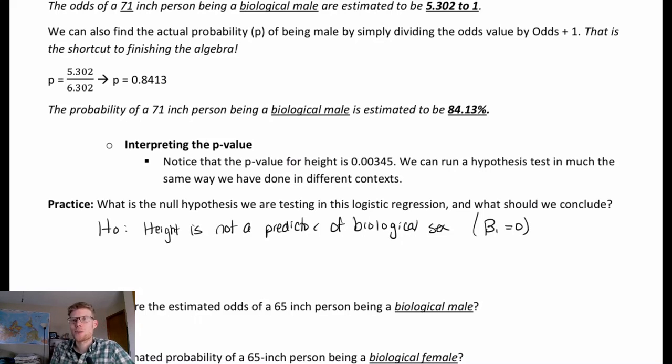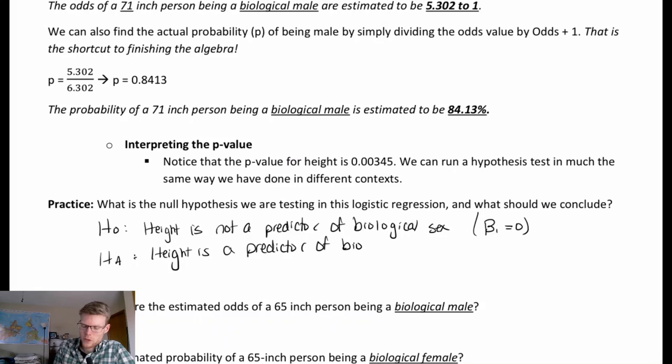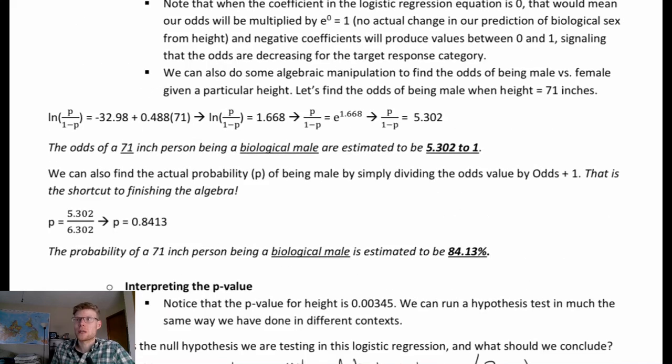That's just a side note: if you think about the null hypothesis, it's that something equals something, and typically that something equals 0. That's where it relates: this coefficient would be 0 if the null hypothesis were true. The alternative would be that height is a predictor of biological sex. All right. So the beta coefficient is some value not equal to 0. We obviously observed a coefficient that's not equal to 0.